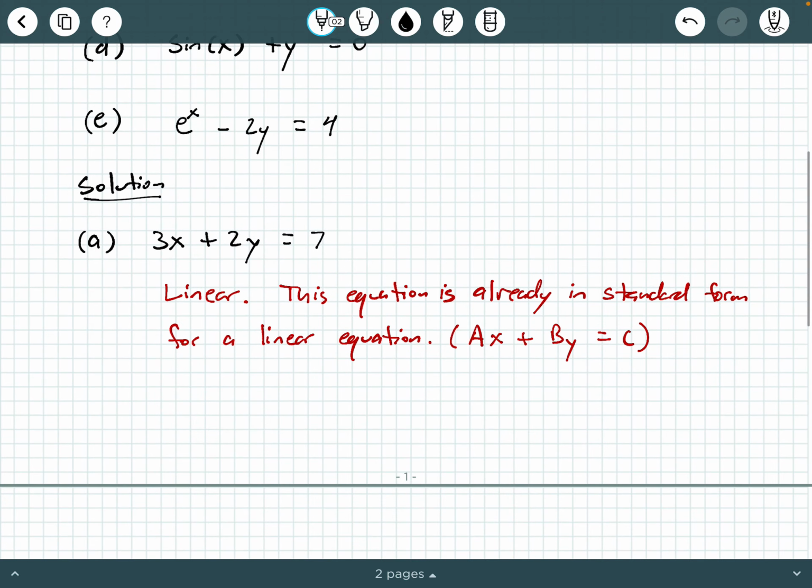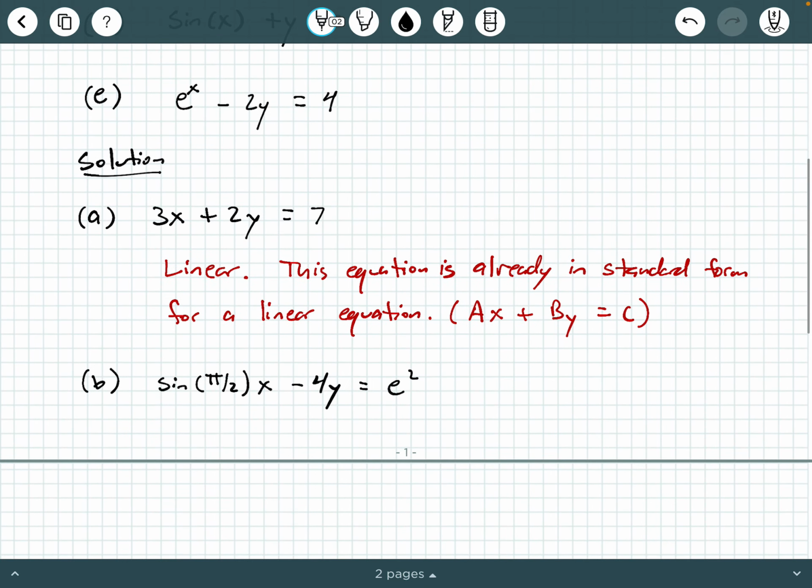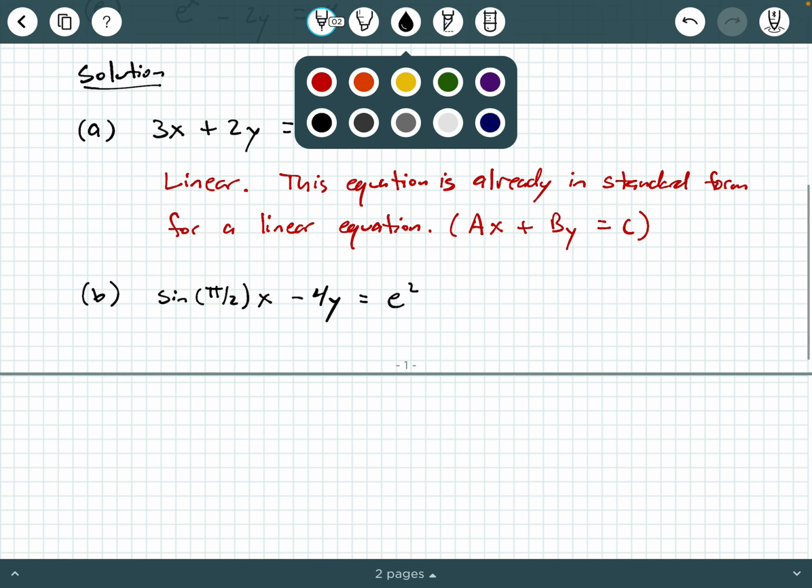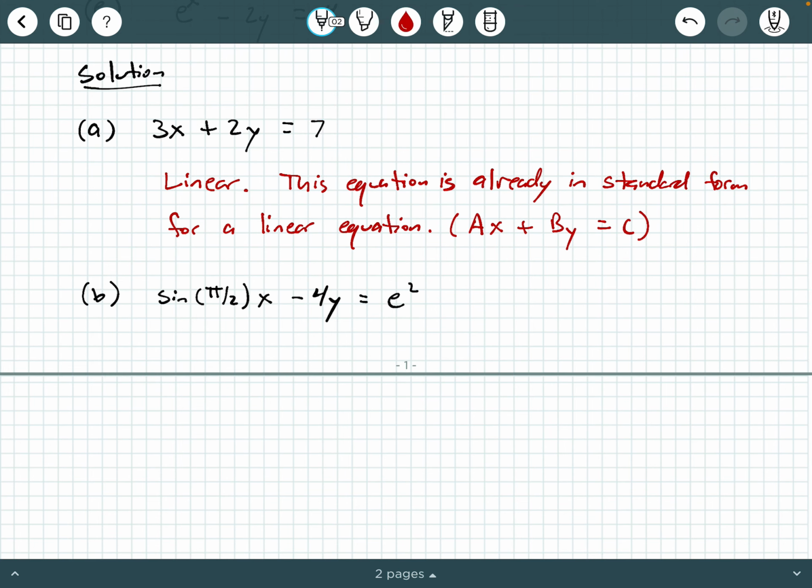Let's look at equation B now. Equation B is sine of pi over 2 times x minus 4y equals e squared. Let's make sure I wrote that right. Yep. So is this linear or is it non-linear? Well, when you look at this, you may first think, well, it's non-linear because there's a sine operator here. But this equation, in fact, is linear. It is, in fact, linear. How do we know that? Well, even though we have a sine operator here, the sine is operating on a constant.